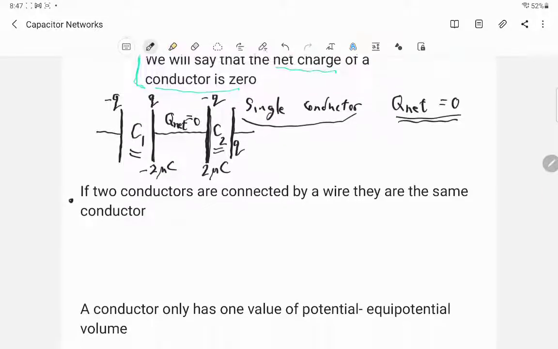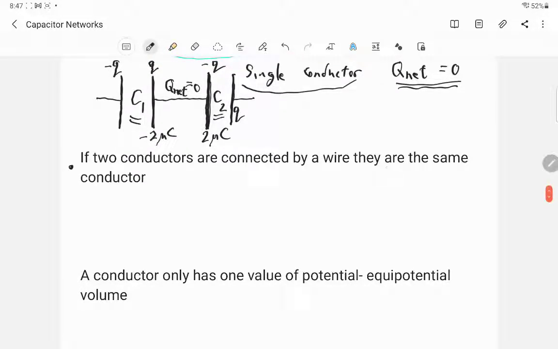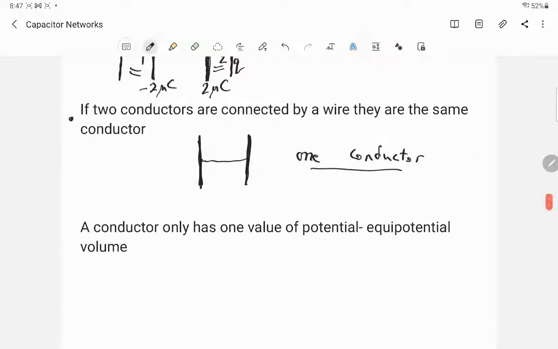Here is another basic rule. If 2 conductors are connected by a wire, then they are the same conductor. So here is a metal plate connected by wire to another plate. This is one conductor. And the reason why this is important is a conductor only has one value of potential.